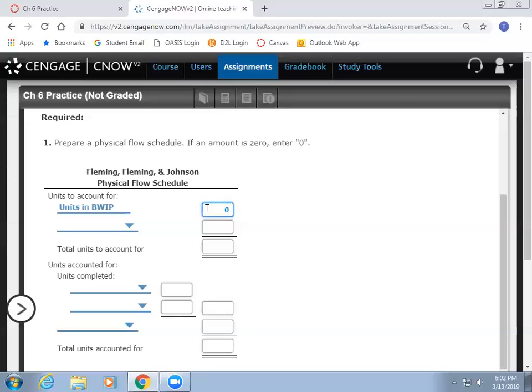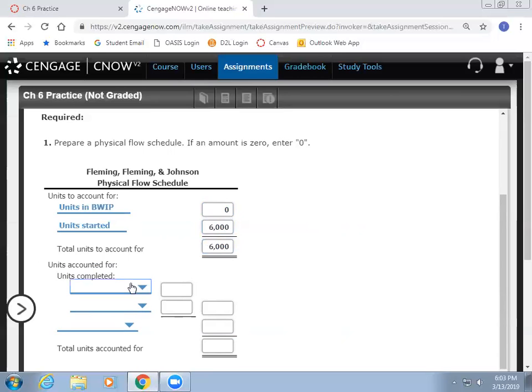And it asks for units started. And they told us that was 6,000. So all total in this period, we have 6,000 units to account for. Pretty easy when we have no beginning work in process.